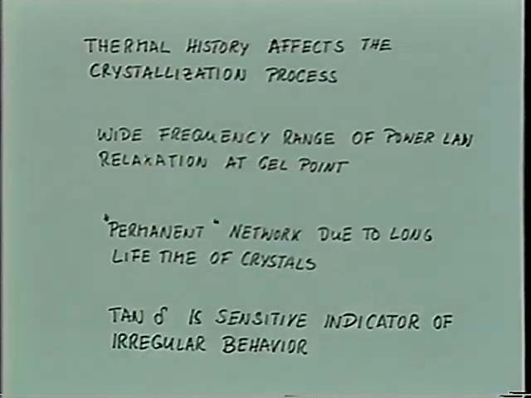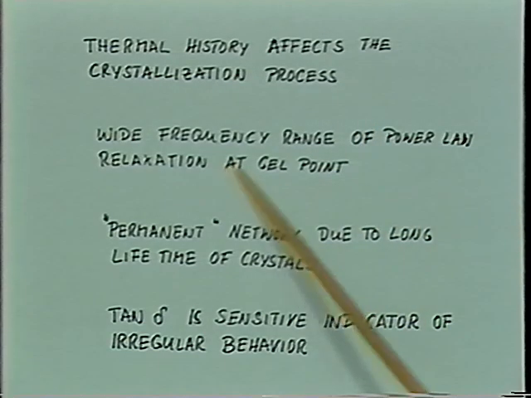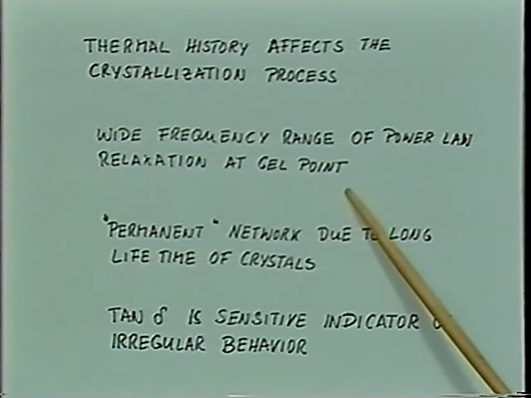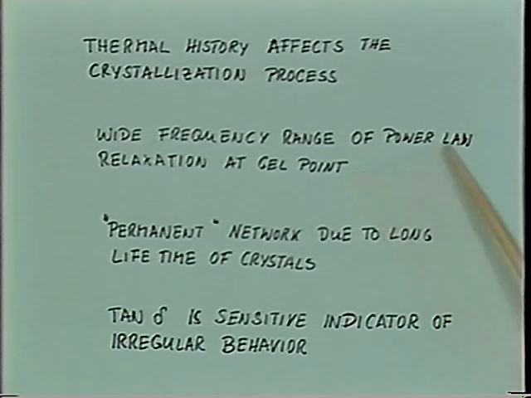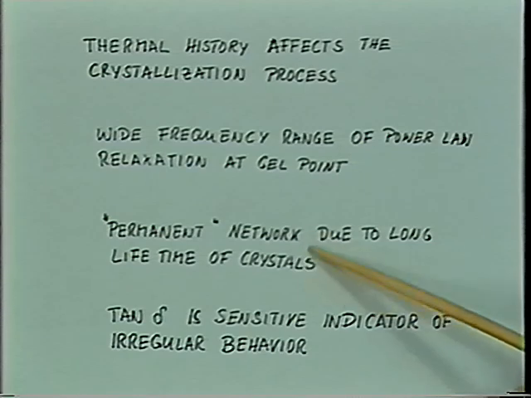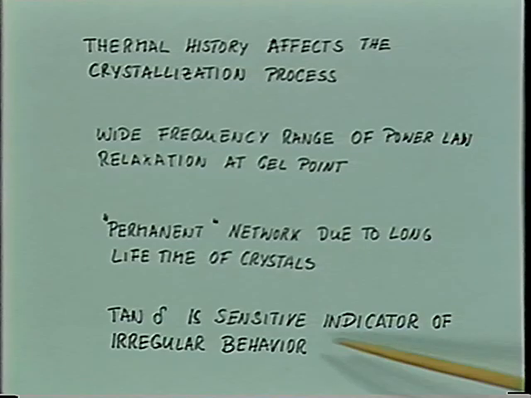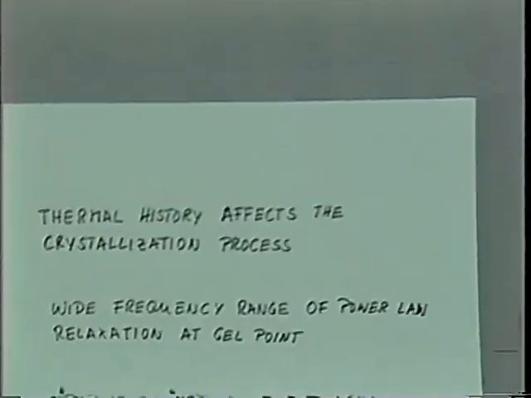So one result of that study is that the thermal history affects the crystallization process, which it probably should. The wide frequency range of the power law is amazing. I was surprised to see that. It was very, very substantial, 4 decades in frequency. The network junctions are about permanent for crystalline materials. So we don't see any cutoff at low frequencies. And tan delta is really a very sensitive indicator for the gelation process. We can see whether anything goes wrong.